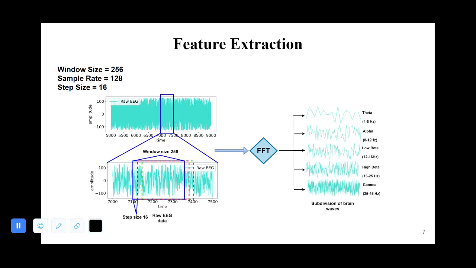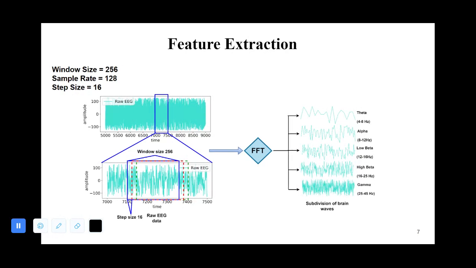Then the frequency domain signal is divided into 5 different subbands, which are: delta ranges from 4 to 8 Hz, theta ranges from 8 to 12, alpha ranges from 12 to 16, beta ranges from 16 to 25, and gamma ranges from 25 to 45 Hz.